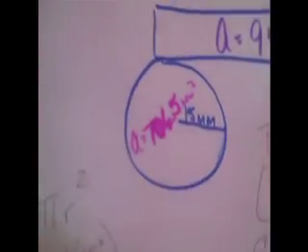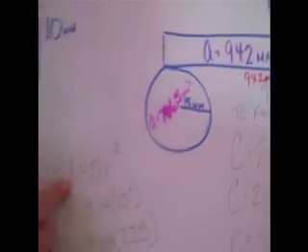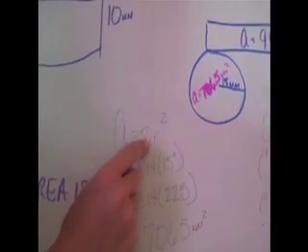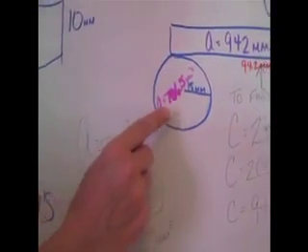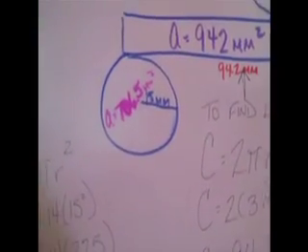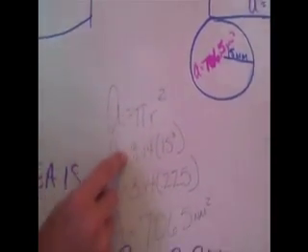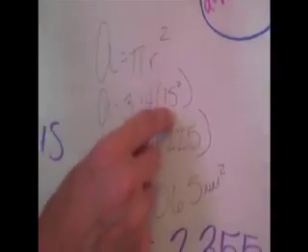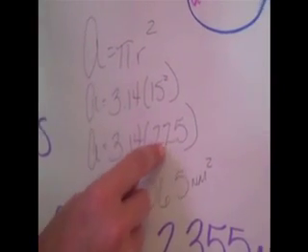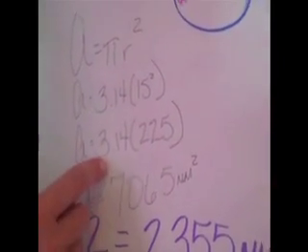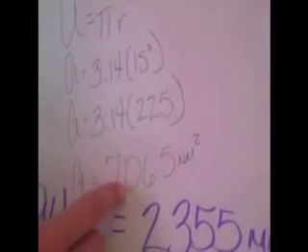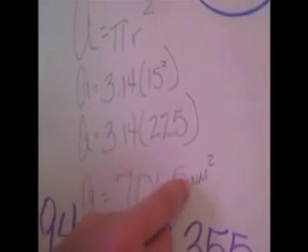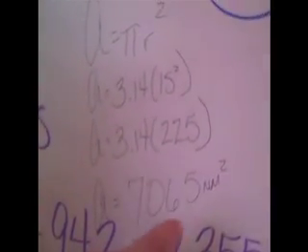How do you find the area? The area of this shape, as we did last week, equals pi radius squared. Well, you already know the radius is 15. So here you plug everything in. A equals pi, which is 3.14, the radius is 15, so you do 15 squared first, which is 225, order of operations. Multiply the two, the area is 706.5 millimeters squared.